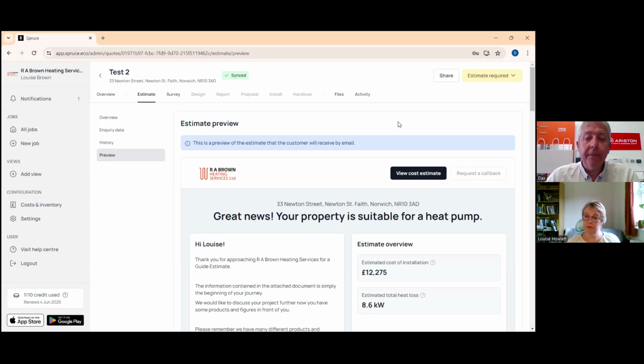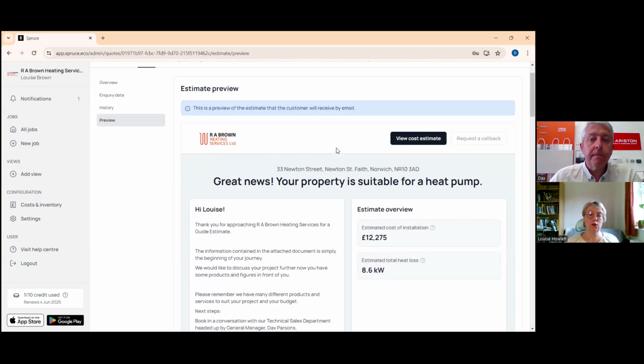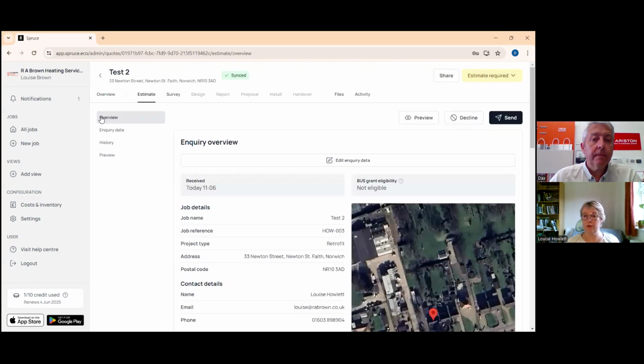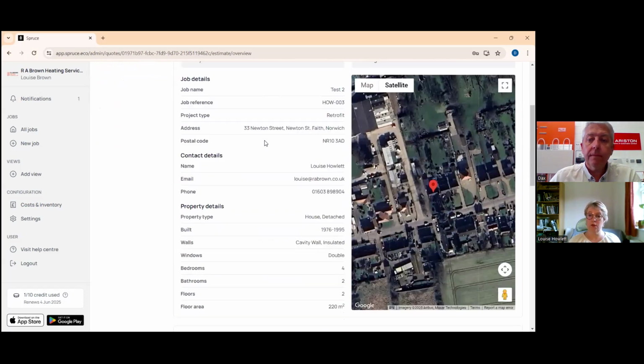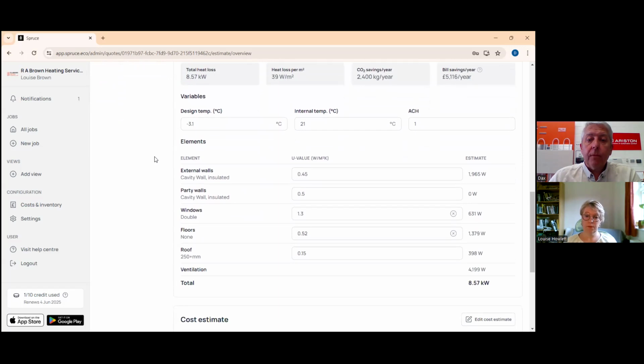Yeah, exactly. It gives you a good indication of what to expect, the costs, and what we can offer and install, before it's even built. So is there anything else that you think a customer would benefit from knowing about this process of getting a guide estimate? Is there anything we haven't covered?